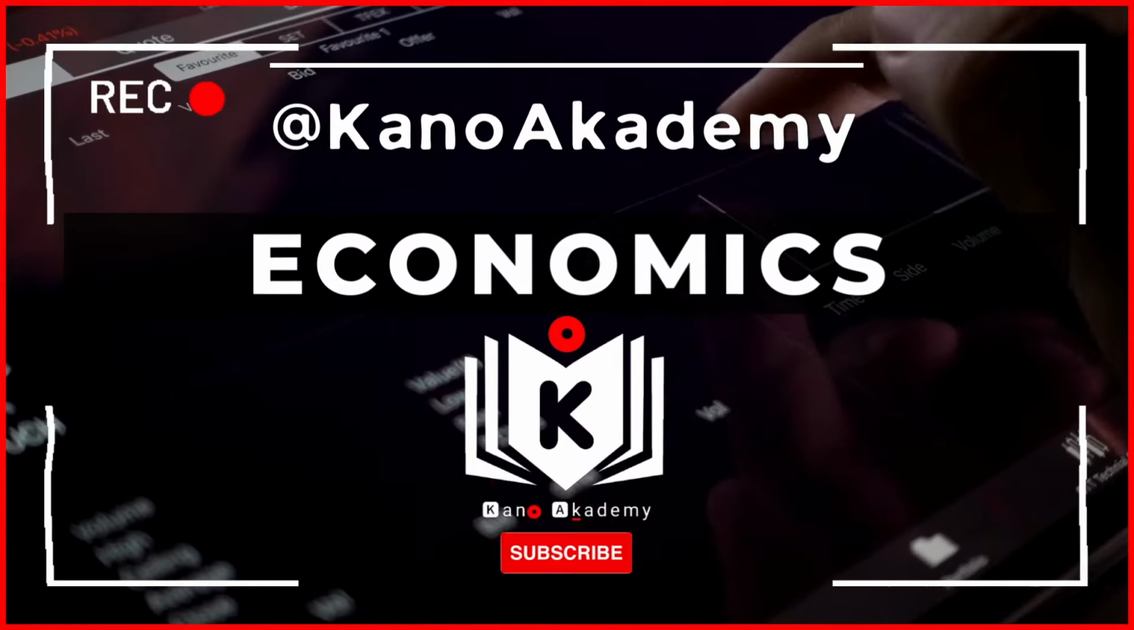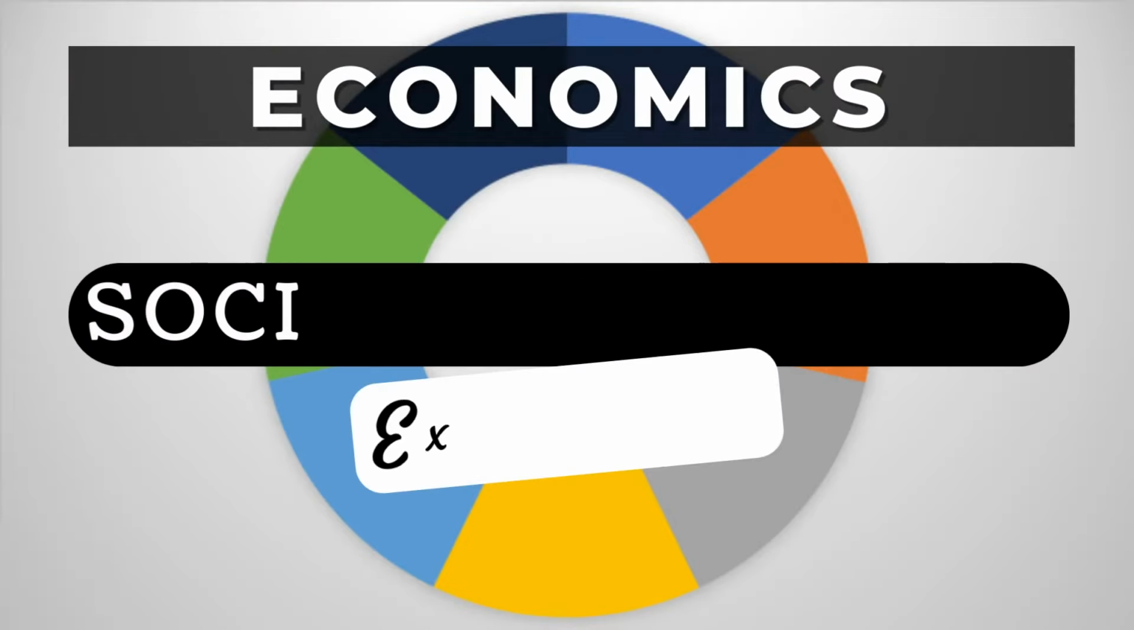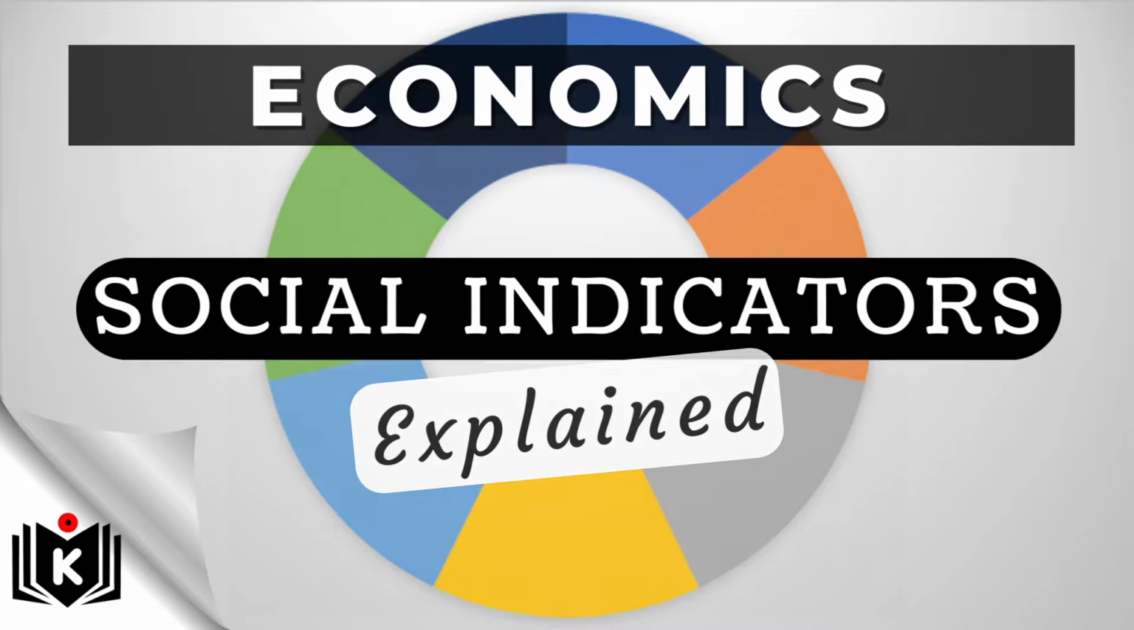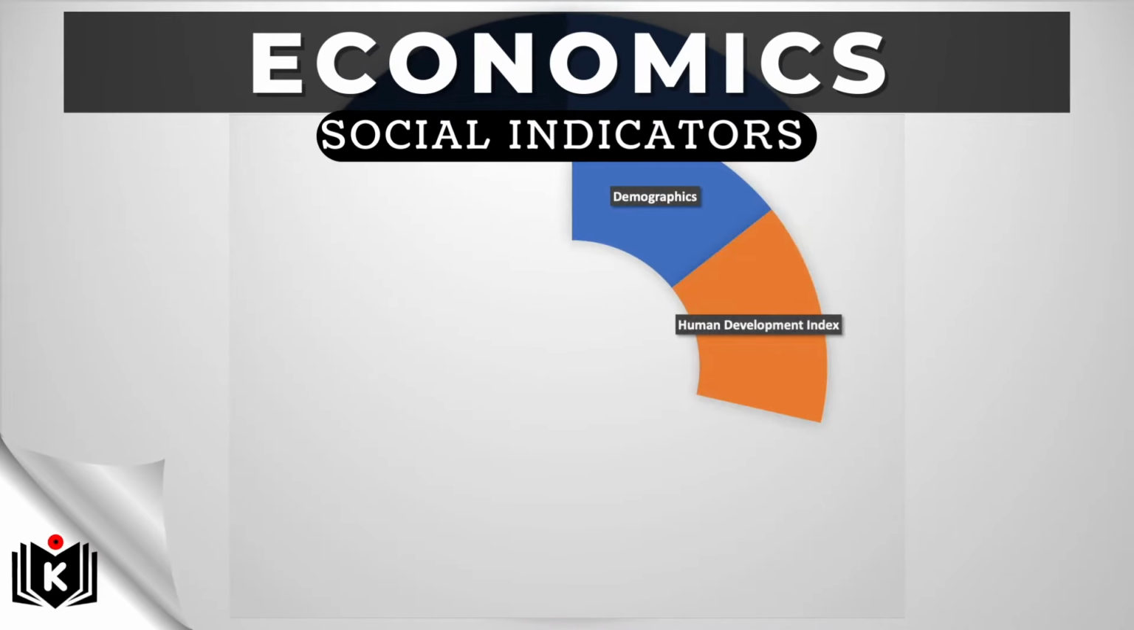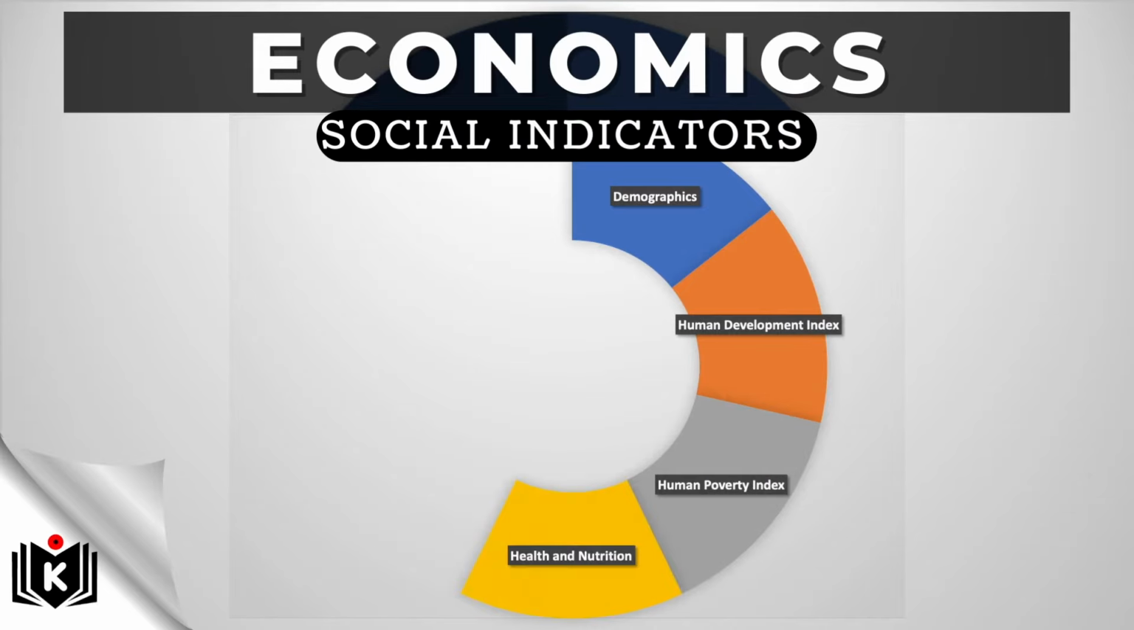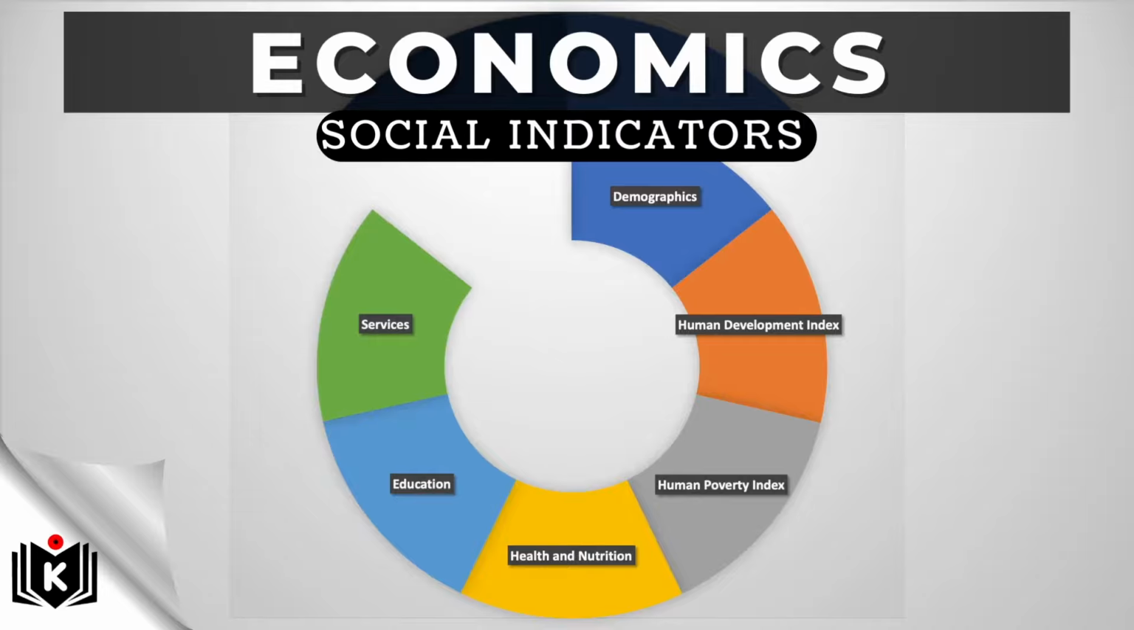Today, we'll be covering economics by discussing social indicators such as demographics, Human Development Index, Human Poverty Index, health and nutrition, education, services, as well as housing and urbanization.